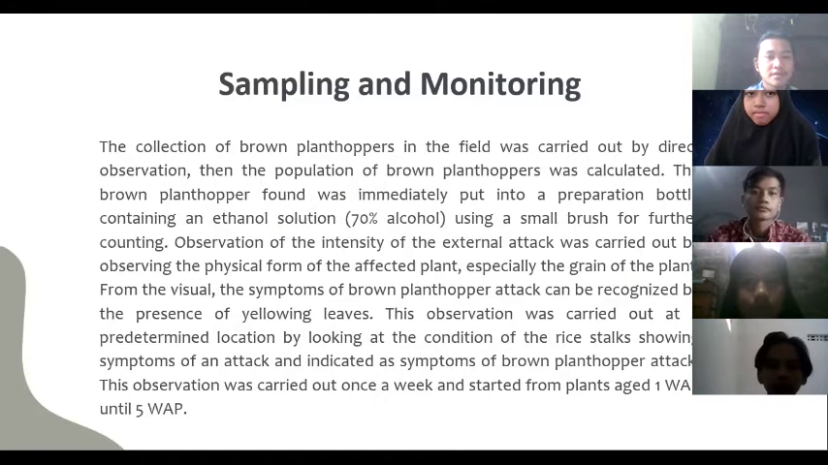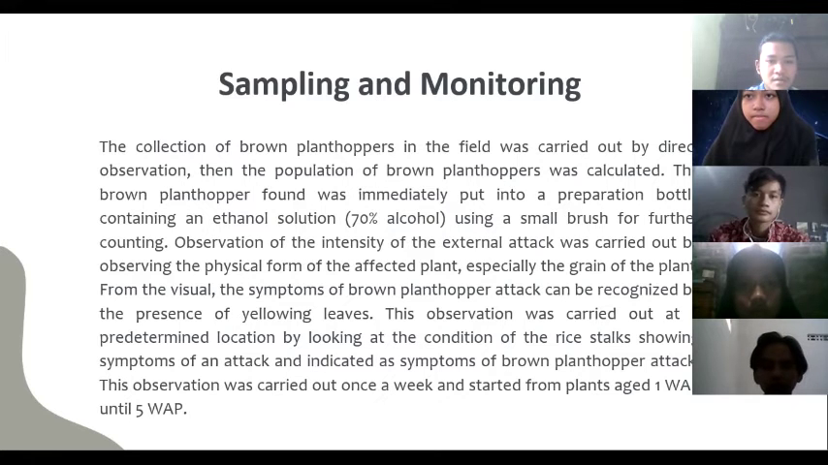Sampling and monitoring. The collection of brown planthoppers in the field was carried out by direct observation. Then the population of brown planthoppers was calculated. The brown planthoppers found were immediately put into a preparation bottle containing an ethanol solution, or 70% alcohol, using a small brush for further counting. Observation of the intensity of the attack was carried out by observing the physical form of the affected plant, especially the grain of the plant.